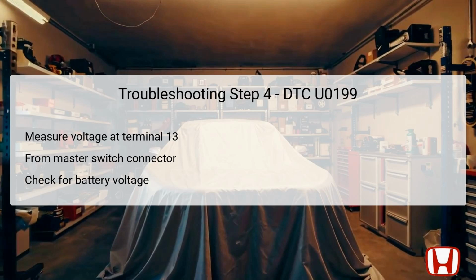When operation is normal, battery voltage should be present, indicating that the component is receiving the required power to function. If battery voltage is detected, this leads to step 8 in the troubleshooting procedure. If there's no voltage, it directs the technician to step 6 to address potential circuit issues.